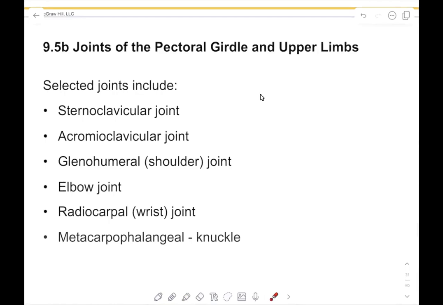There are some specific joints of the pectoral girdle and the upper limbs, which are synovial, like the sternoclavicular joint, the acromioclavicular joint, the glenohumeral joint, which is a multi-axial joint, the elbow joint, where the humerus and the ulna articulate, the radiocarpal joint, which is the wrist joint, and the metacarpophalangeal joint, which is at the knuckle.